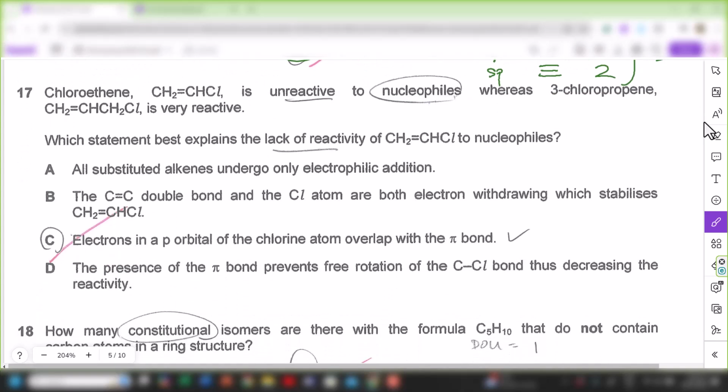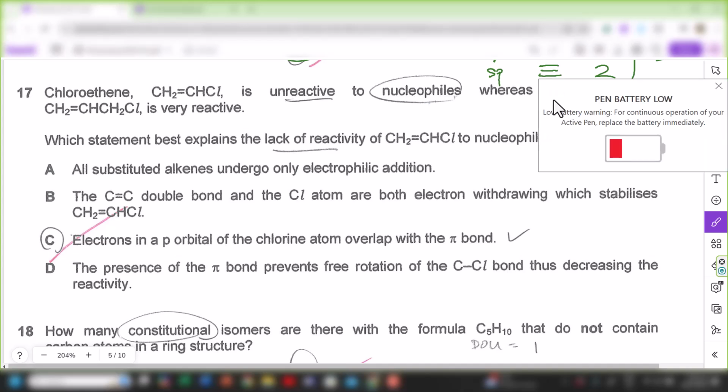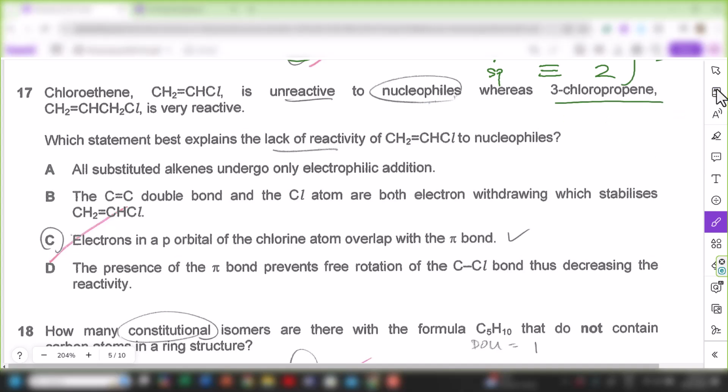Okay. Question 17. You have chloroethene is unreactive towards nucleophile. Of course it will be repelled away by the CC pi bond. And then 3-chloropropene is very reactive. So over here this carbon is delta plus, then of course you have delta minus over here. Which statement best explains the lack of reactivity? Again, best explain. So we have to choose the best option. If it's a structured free response question, I think it's worth about 2 to 3 marks. But in this case, we are just going to choose the best answer, and we strike out the obviously wrong answers.